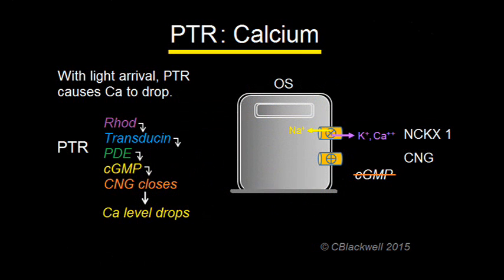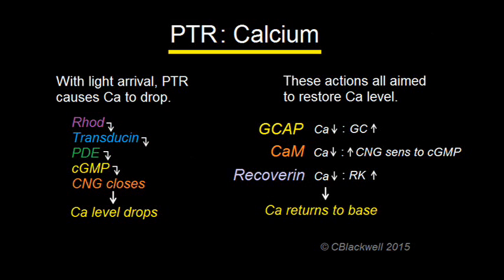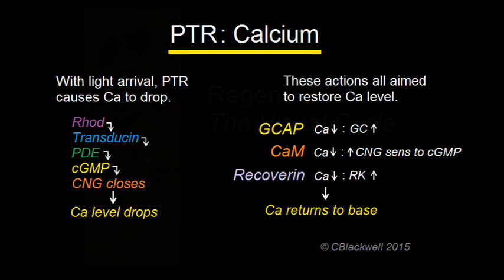You see the overall strategy here. When light arrives, the process of phototransduction causes the CNG channel to close. The calcium level would stay the same, but the NCKX exchanger continues to pump calcium out, so the concentration drops. When the calcium level drops, it is the aim of the calcium-based regulators, GCAP, calmodulin, and recoverin, to help restore the calcium level, and to do so rapidly to be ready for the next photon.